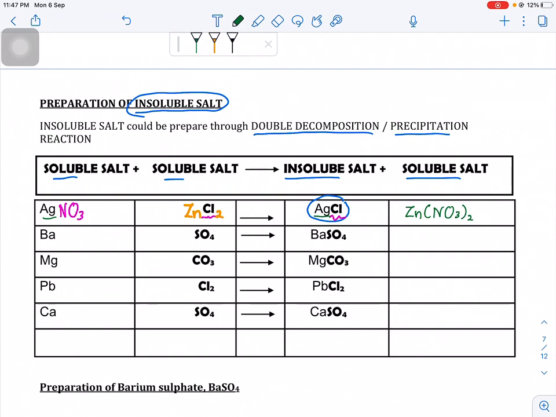Okay, so what we need to check is, is it correct? Soluble, soluble, insoluble, and soluble. So silver nitrate is a soluble salt, zinc chloride is also a soluble salt, silver chloride is an insoluble salt, and the last one, zinc nitrate, is a soluble salt. What happens if we don't recognize them? For sure you cannot have the correct answer.